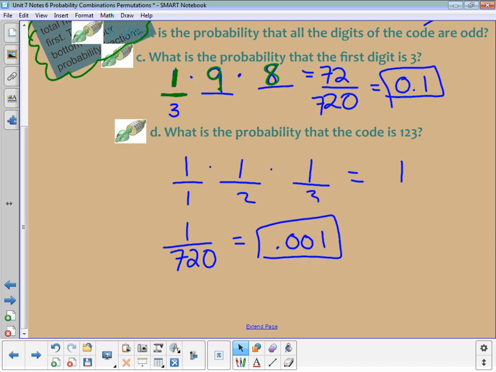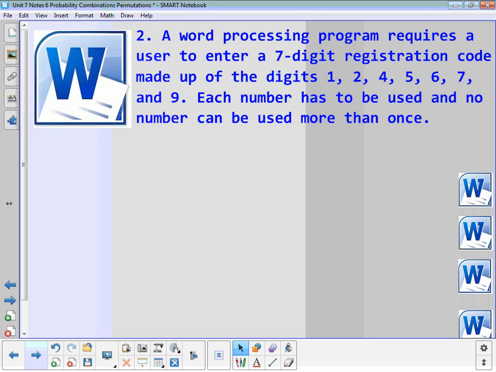Let's take a look at number 2. In number 2, it says we're looking at a word processing program. There's a 7-digit registration code. The digits are listed there, 1, 2, 4, 5, 6, 7, and 9. So not all the digits are listed, but some of them we can use. Each number has to be used, and no number can be used more than once.